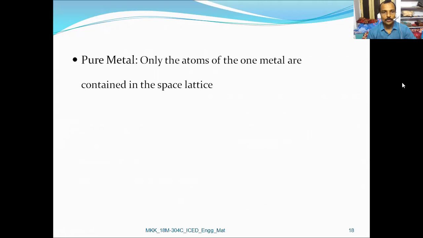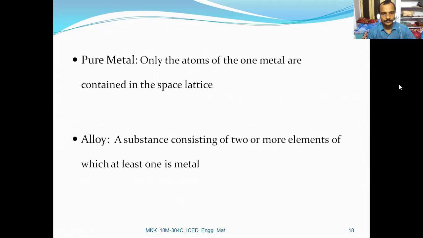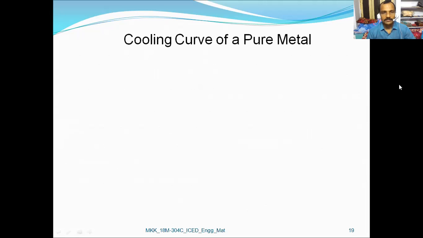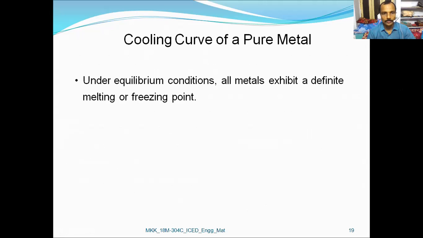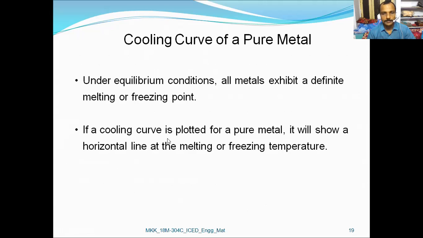So coming to the pure metal, the facts whatever just now we have discussed. Next we are moving to the cooling curve of a pure metal. For a pure metal, how is the cooling curve drawn? Under equilibrium conditions, all metals exhibit a definite melting or freezing point. If the cooling curve is plotted for a pure metal, it will show a horizontal line at the melting or freezing point temperature.